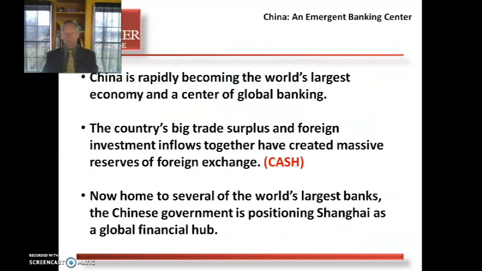So we just talked about that. It's become the world's largest economy and center of global banking because of the cash that they have, because of their huge trade surplus. We talked a lot about that in the last chapter.